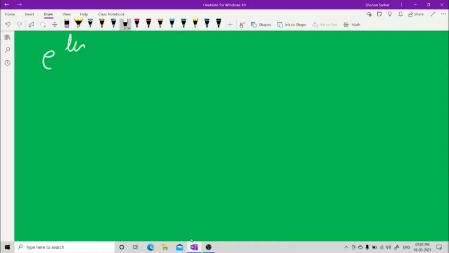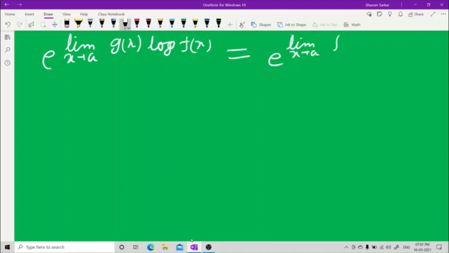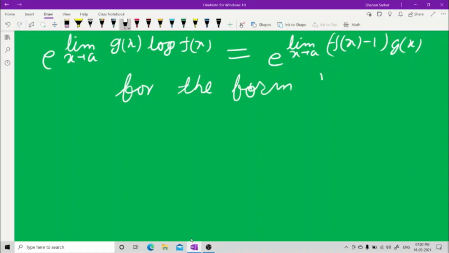e to the power of limit x tending to a gx log fx, this is natural log of course, fx can be written as e to the power of limit x tending to a fx minus 1 into gx, for the form 1 to the power of infinity. It is only possible to write this in this form for this case only.